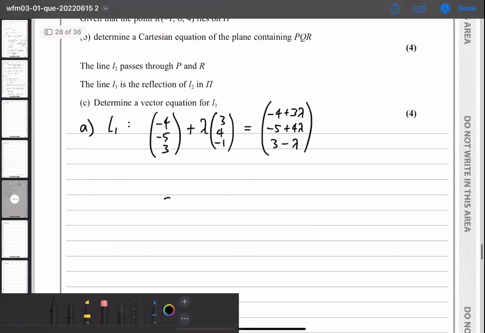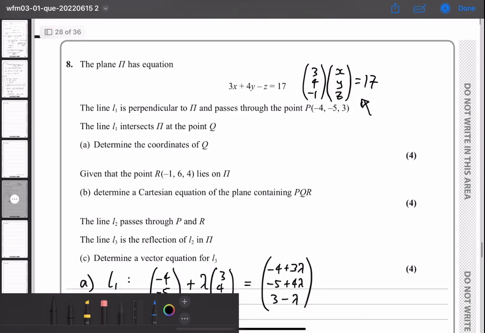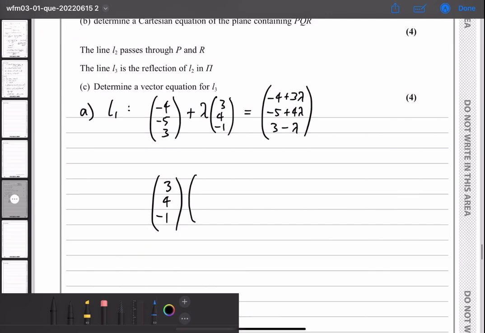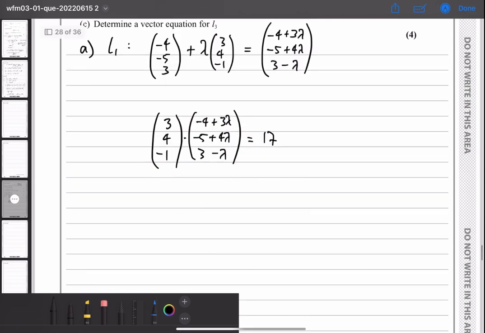So (3, 4, minus 1), and we need to dot that with (minus 4 plus 3 lambda, minus 5 plus 4 lambda, 3 minus lambda), and that must equal 17. So we have minus 12 plus 9 lambda, minus 20 plus 16 lambda, minus 3 plus lambda is equal to 17. That's 26 lambda is equal to 52. So lambda is equal to 2.